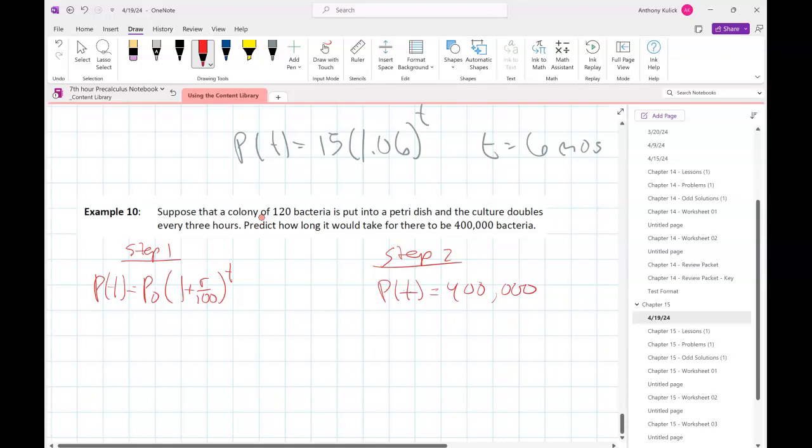So in step 1, what does P naught have to be? 120. Because that's the initial amount, right? That's how much we started with. We put 120 in the petri dish and then check to see how long things take.